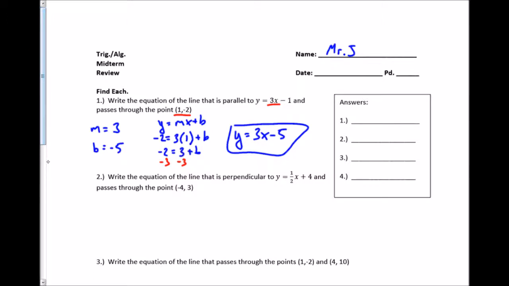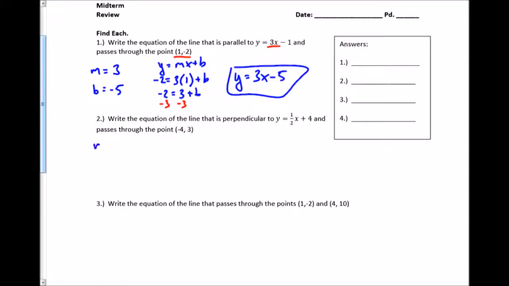Number 2 is very similar. I still need to find the slope and the y-intercept. The only difference is this time I'm given a line that's perpendicular. So this line has a slope of 1/2, perpendicular. I do the opposite reciprocal. So I change it from a positive to a negative, and I change it from a 1/2 to a 2/1. So I make it a negative 2. So I change the sign and flip it.